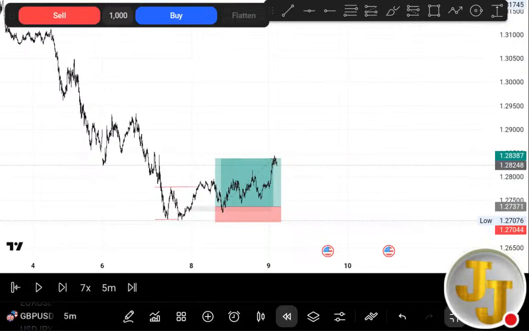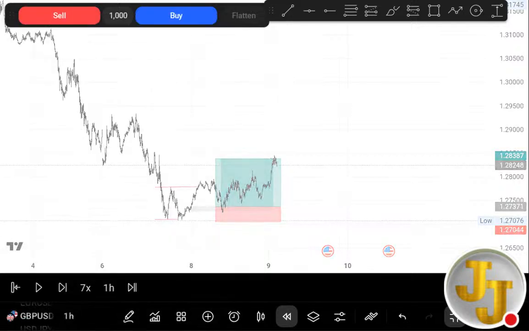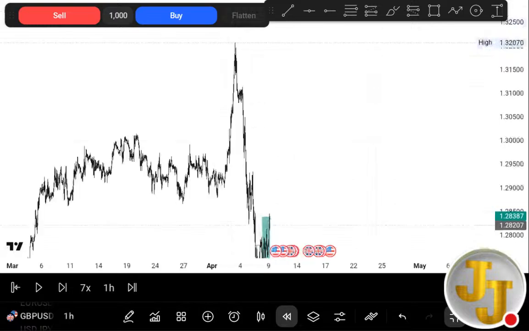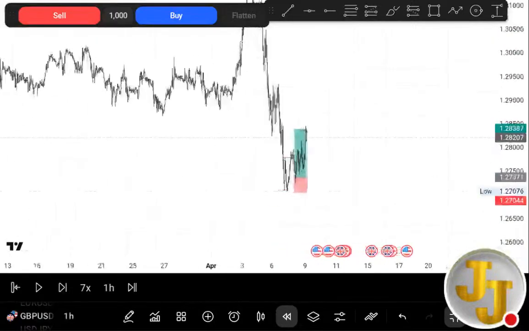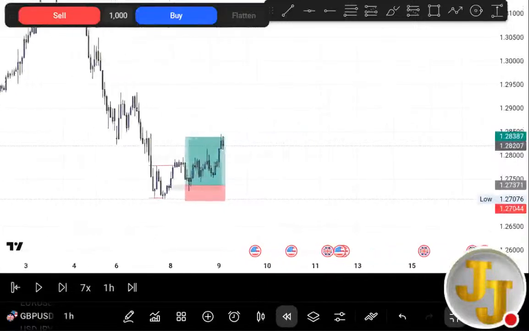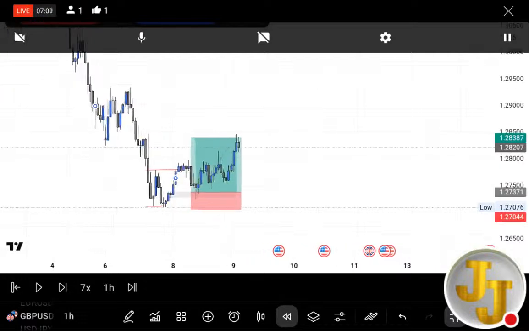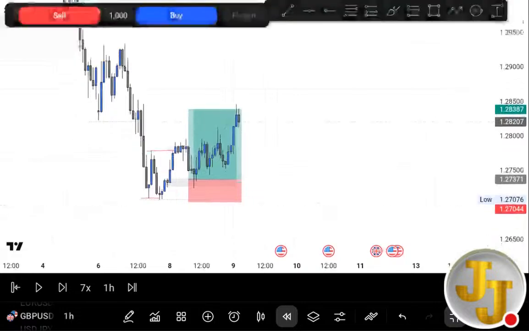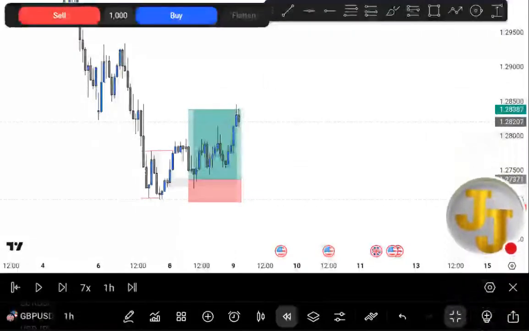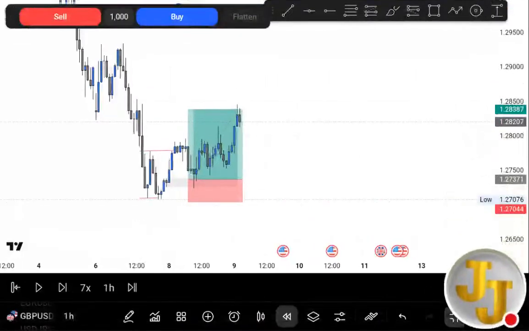So now let's go back to our 1 hour time frame, and we get another zone, right? And we get another zone right there. So that was the zone that helped us to get that buy entry, guys, right? Yes, it helped us to get that buy entry right there.